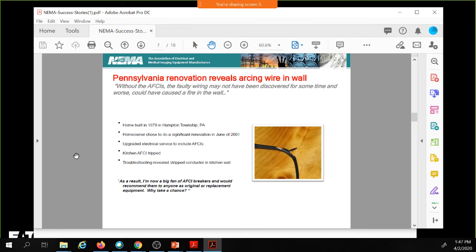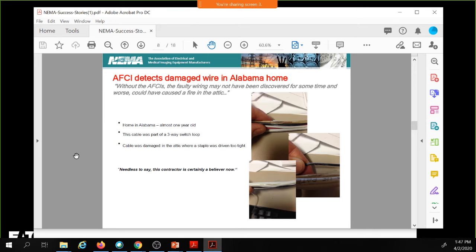So, a home built in 1979 in Hampton Township. The homeowner chose a significant renovation, upgraded the electrical service, and put AFCIs in, and bam. Now, you think about it. The home was in there since '79. All of a sudden I upgraded my service, and now these AFCIs are tripping. What are they going to do? They're going to blame the AFCI. But our troubleshooting skills have to be good to be able to find those problems.